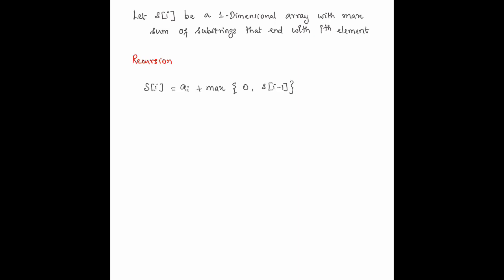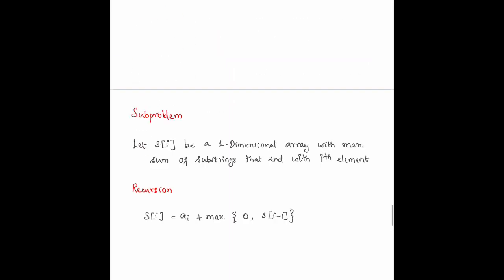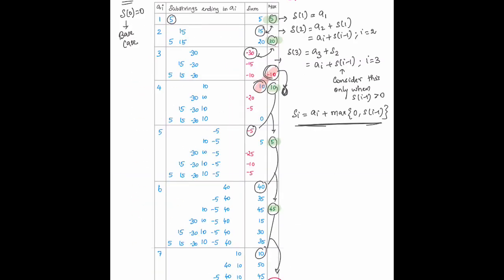So now we have our subproblem defined and the recursion defined. The next step is to define the output. Since S is going to be an array with all the possible max sums, we only need to find the maximum value in S. So our output will be max of S.